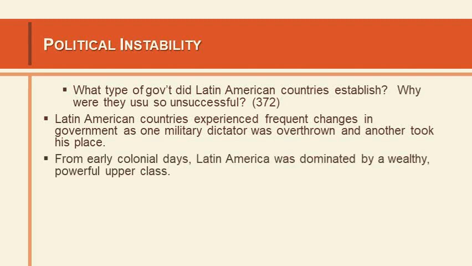Now, the other problem is the fact that these guys at the top, they like their money and they want to keep their money. So there's no middle class that encourages people to rise from the bottom and seek to rise to the top.